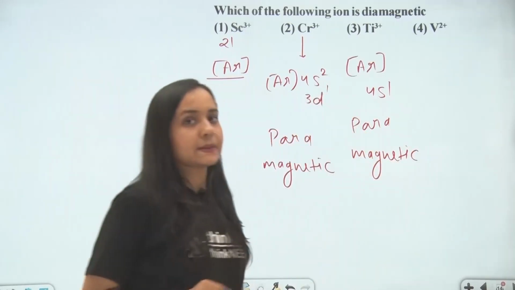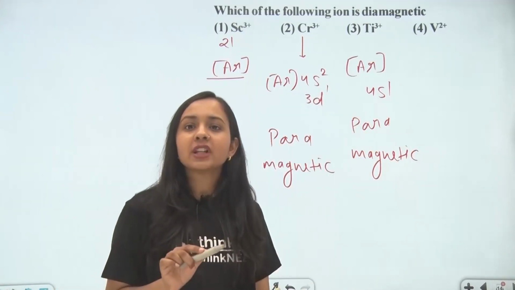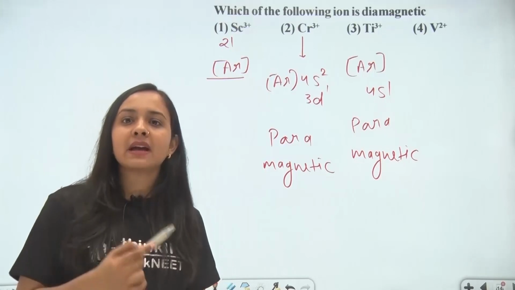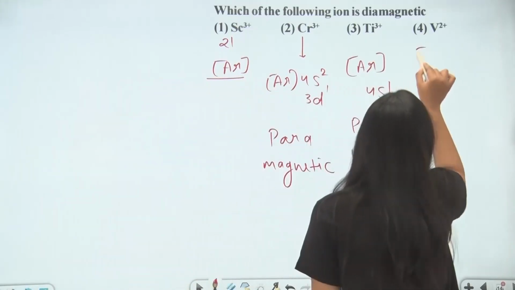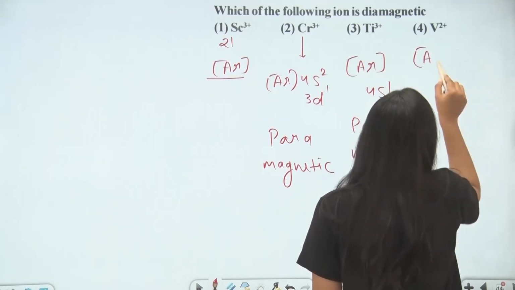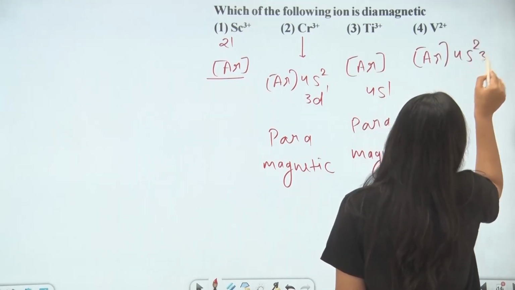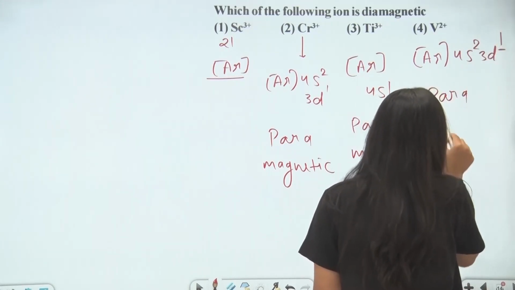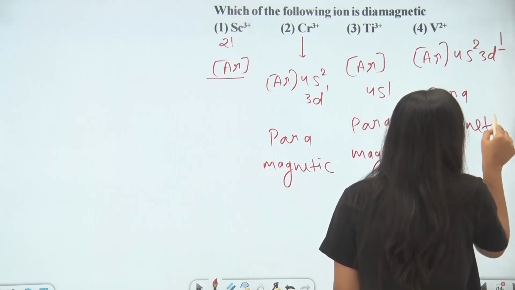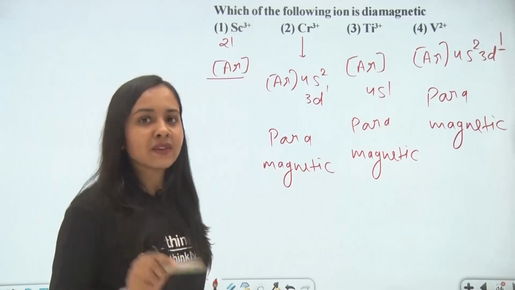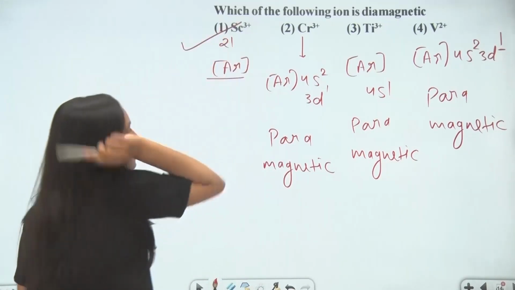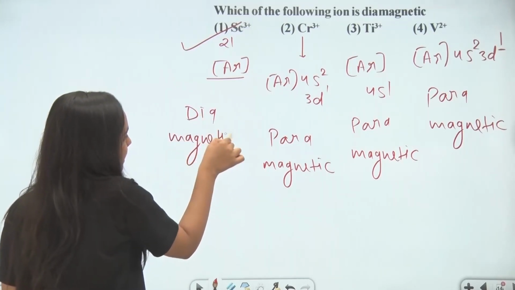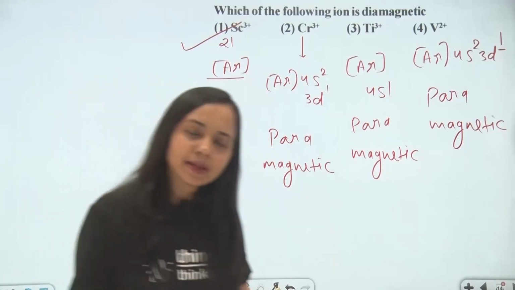Next is vanadium 2+. Vanadium has atomic number 23, because it donated 2 electrons, that means it has 21 electrons, and the electronic configuration will be argon 3d3. You can see it has unpaired electrons, that's why it shows paramagnetic behavior. So only scandium+3 does not contain any unpaired electrons, that's why it shows diamagnetic behavior. Option 1 is the correct answer. This is diamagnetic in nature due to absence of unpaired electrons. Thank you.